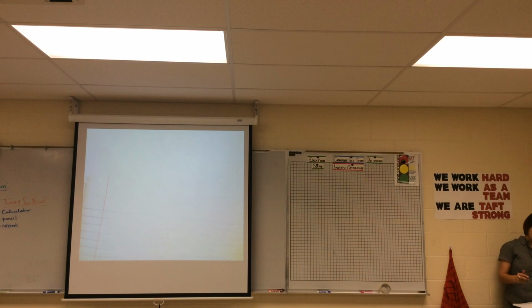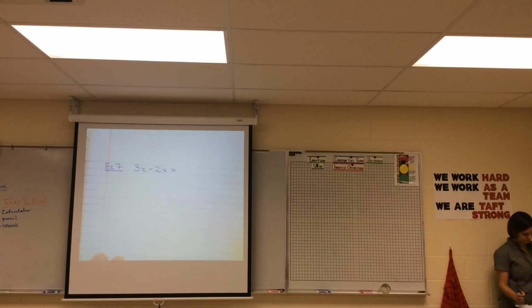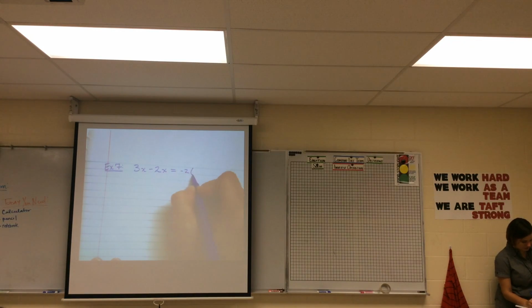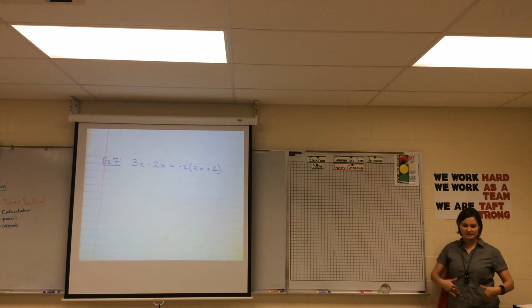All right. Let's do, what is this, example 7? I'm going to have 3x minus 2x equals negative 2 times 2x plus 2. I know, I kind of put everything together. It's everything we've done so far today together. I want y'all to try it. I'm going to give you about 2 minutes, and we're going to cover it together.